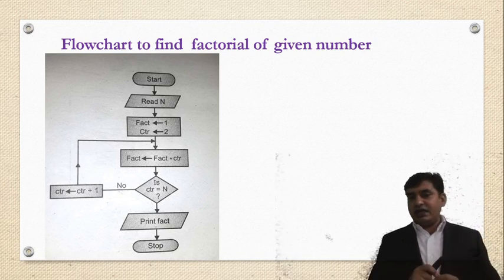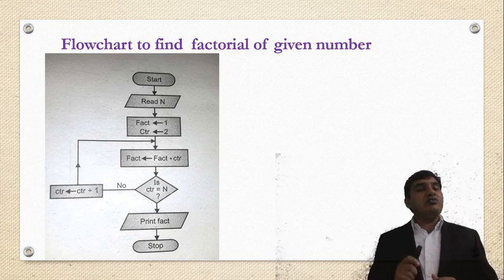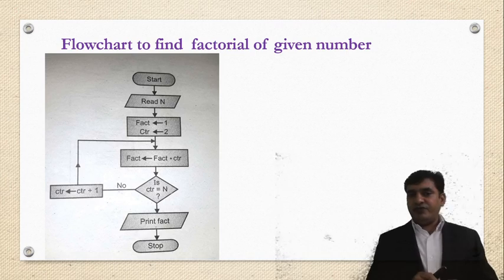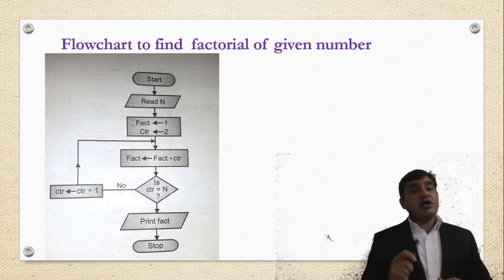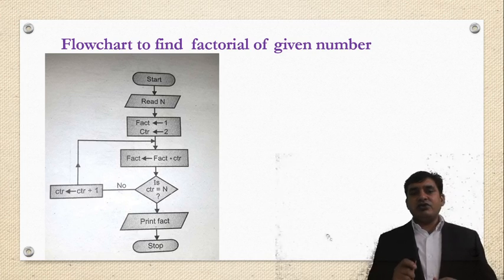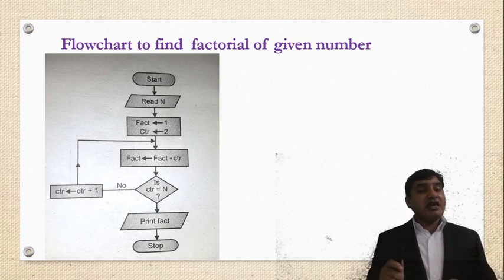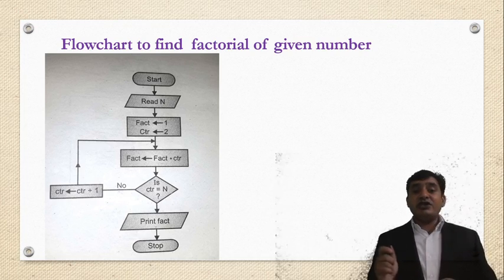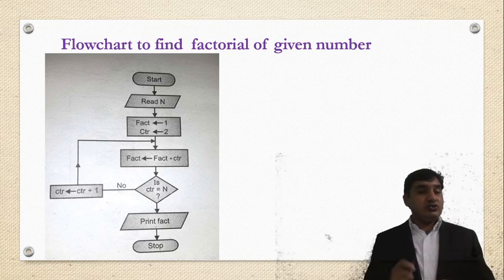Read the number n, the number whose factorial we have to determine. Now consider fact is equal to 1 and counter CTR is equal to 2. Now fact is equal to fact into counter. Here fact is 1 and counter is 2, so 1 into 2 is 2.